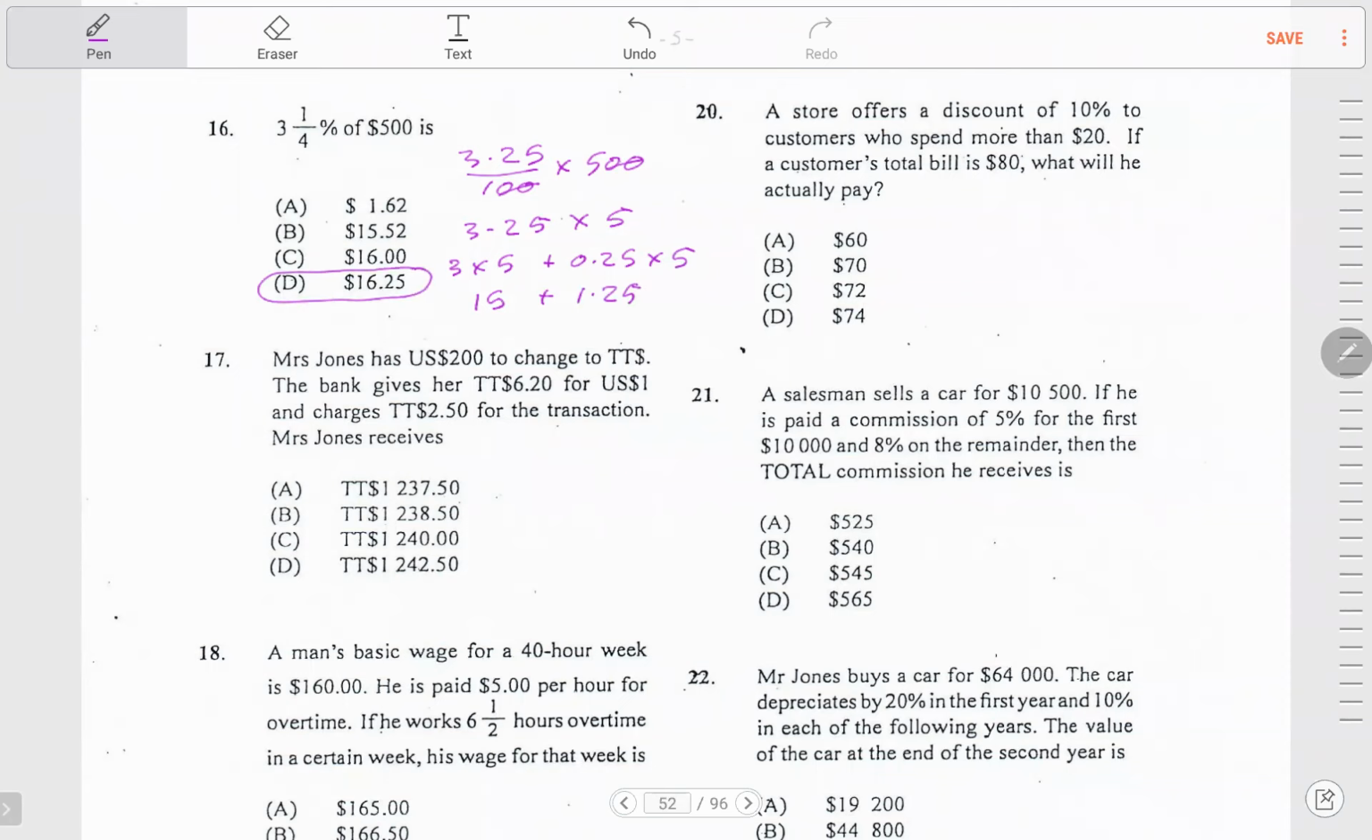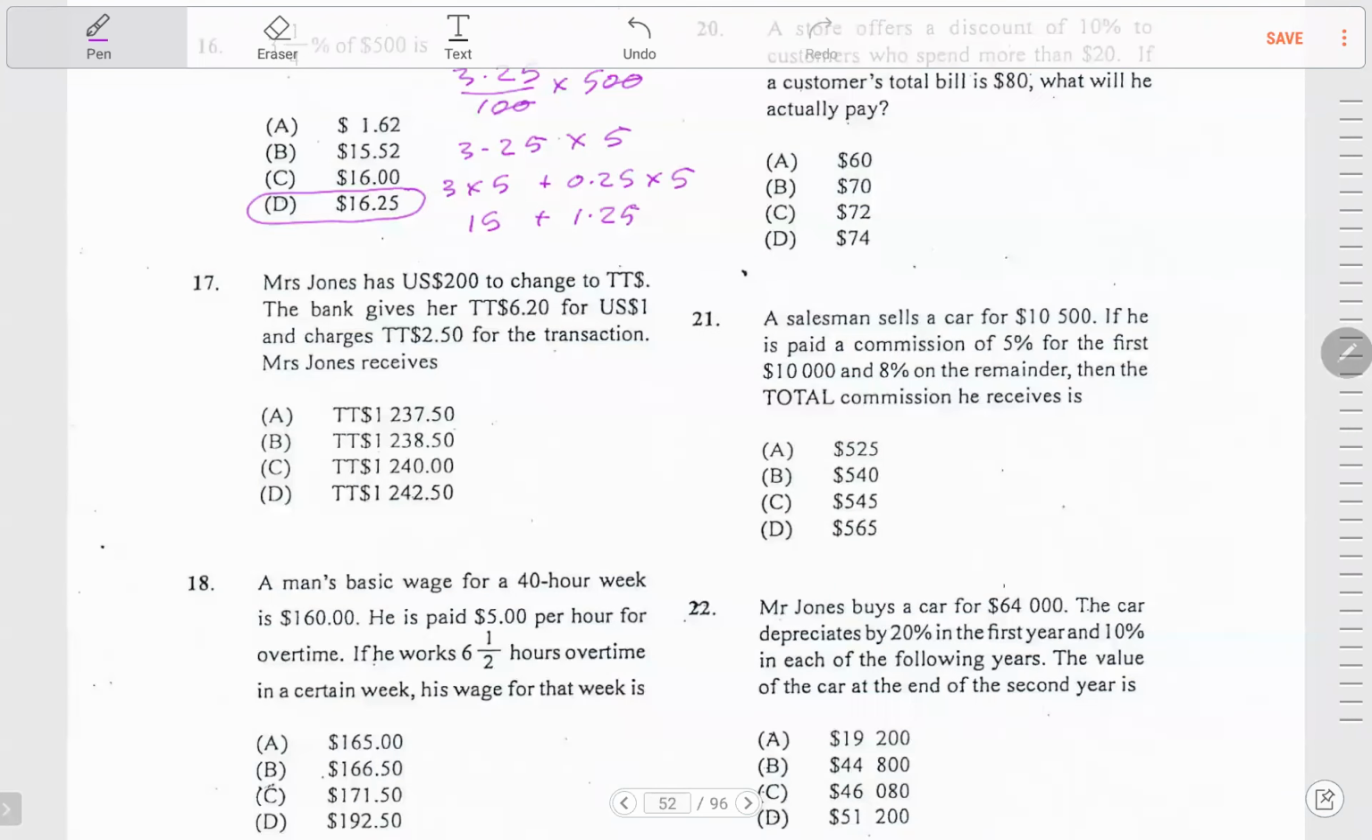All right. Next question. Mrs. Jones has $200 to change to TT dollars. The bank gives her $6.20 for $1 and charges $2.50 for the transaction. So she has to pay $2.50 for the transaction. The question is how much Mrs. Jones received. She has to subtract the $2.50.